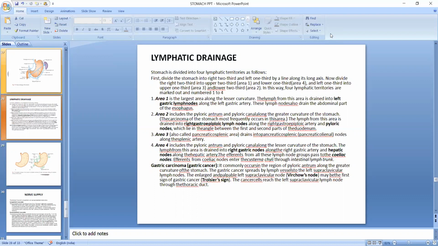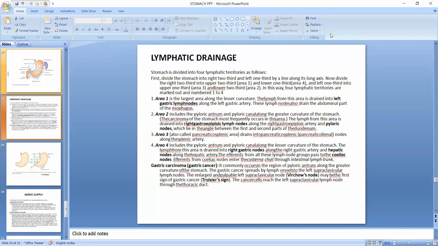and the hepatic nodes along the hepatic artery. The efferents from all these lymph node groups pass to the celiac nodes, and efferents from the celiac nodes enter the cisterna chyli through the intestinal lymph trunk.